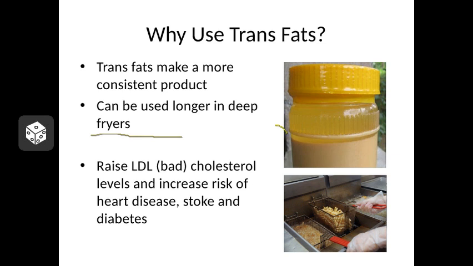It also helps prevent this kind of separation that you see. If you've ever tried to make peanut butter at home by yourself by grinding up peanuts in the blender, you might notice that after you make it and let it sit for a while, the oil will separate out of the peanut butter and make this kind of layer that then has to be mixed back into the peanut butter in order for it to taste normal.